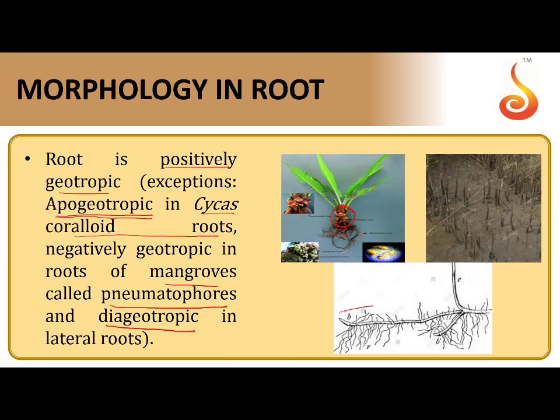You have another set of roots, what we call diageotropic. So, this is the example from here. If you see this root, it is growing horizontal to the main stem and the root. So, if a root or if anything grows at 90 degrees to the actual part, it is called diageotropic.